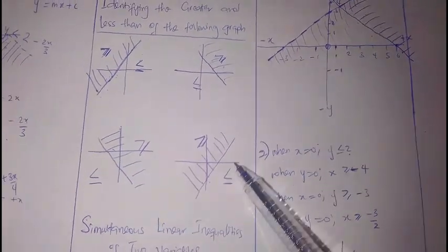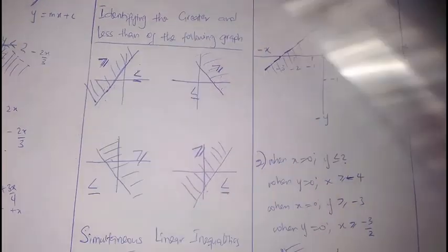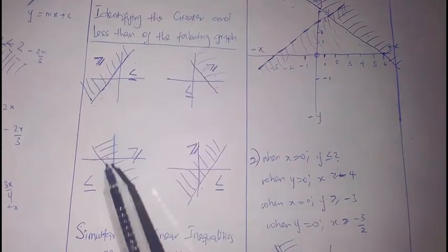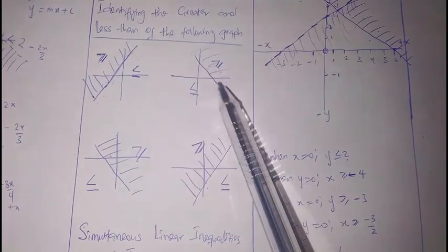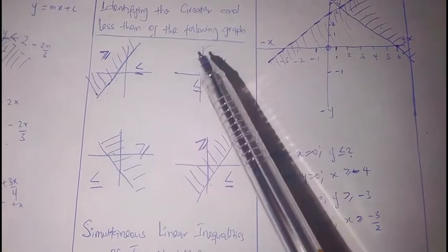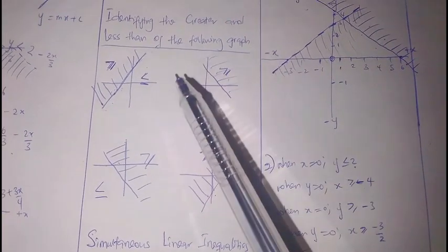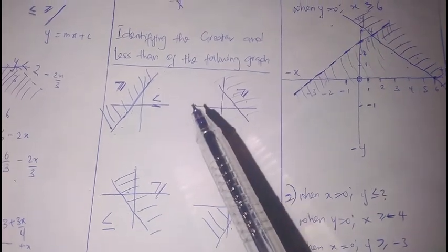Now, these are for opposite signs. For opposite signs, the greater than is what? On the same angle. It's at the same angle. And then for the same signs, negative negative, positive positive, the greater than is also what? At the same angle, and so on. So this is how to represent, or identify, the greater than and less than of the following graphs.